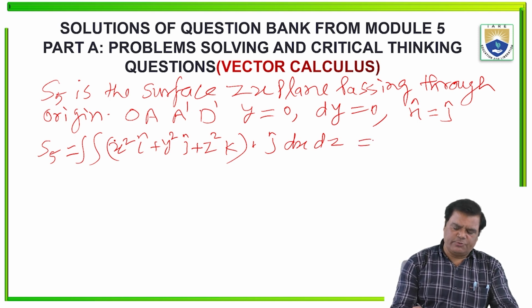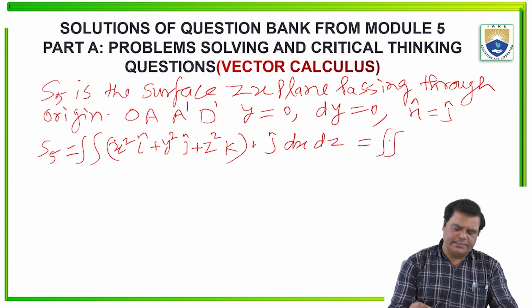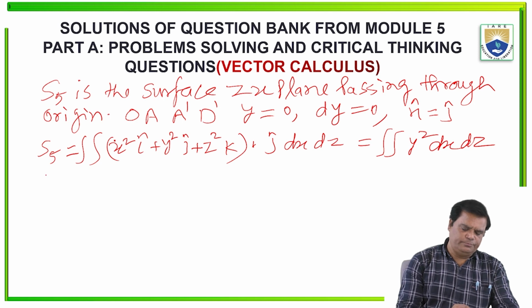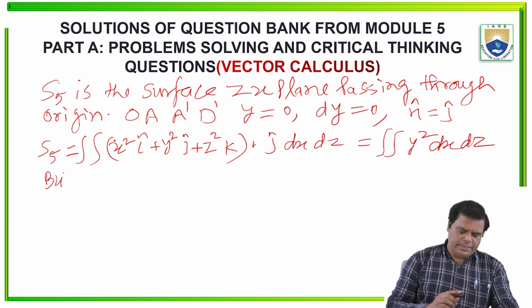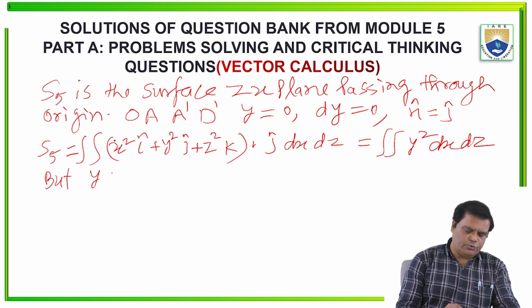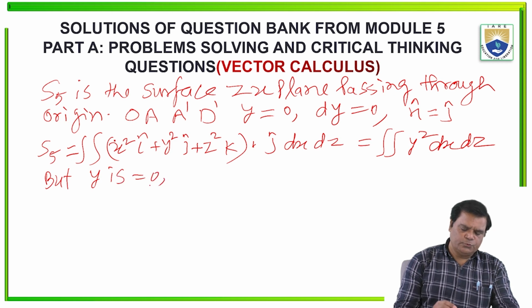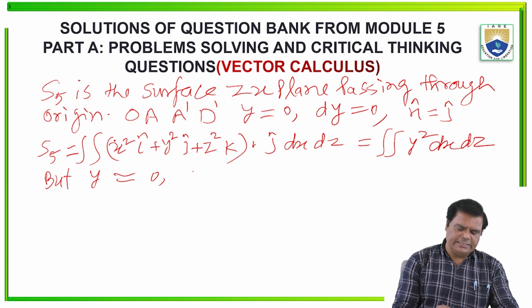So this result equals the double integration. This is only y square dx dz. But here y is 0. So putting this, S5 equals 0.